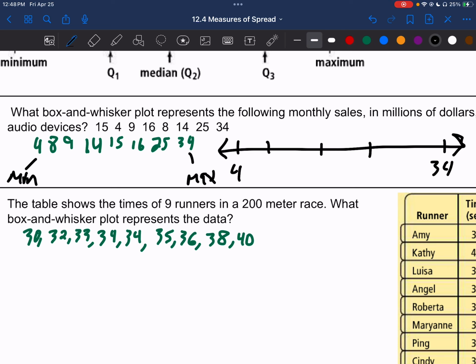So we need to find the average of 14 and 15. So our median is 14.5. So that'll be that. And our quartiles, we're going to find to the right of that, which is going to be the average of 16 and 25, which is 20.5 is quartile 3, and 8.5 is quartile 1.